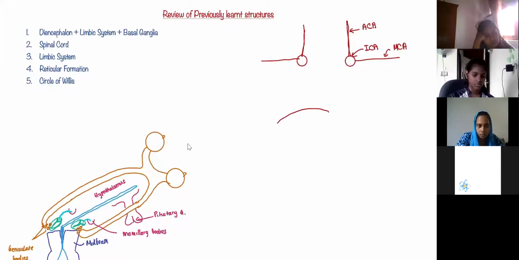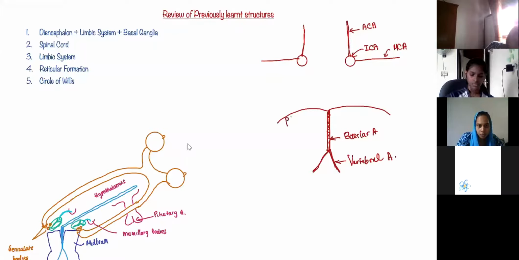From the bottom, we have two arteries that come like this, which originate from a larger artery. What is this artery called? Basilar. Basilar artery. Okay. And what are these two arteries? Vertebral arteries. Yes. From which artery do the vertebral arteries originate? Subclavian artery. Yes. This is the vertebral artery which originates from the subclavian artery. This is the posterior cerebral artery.